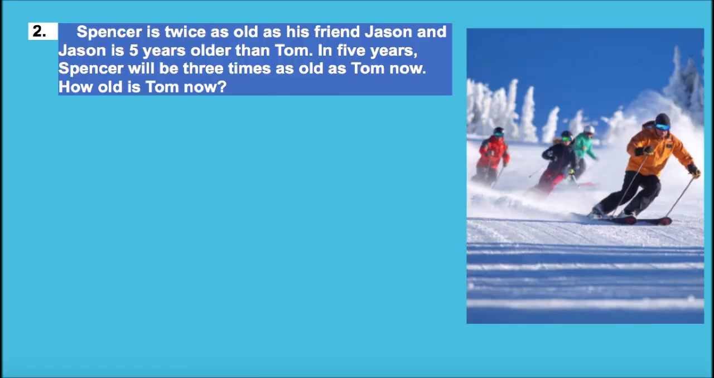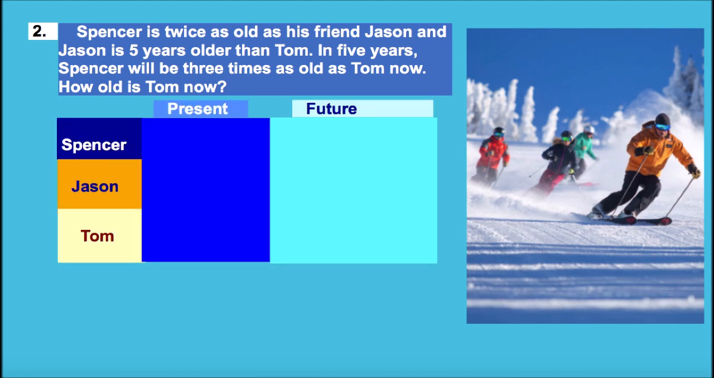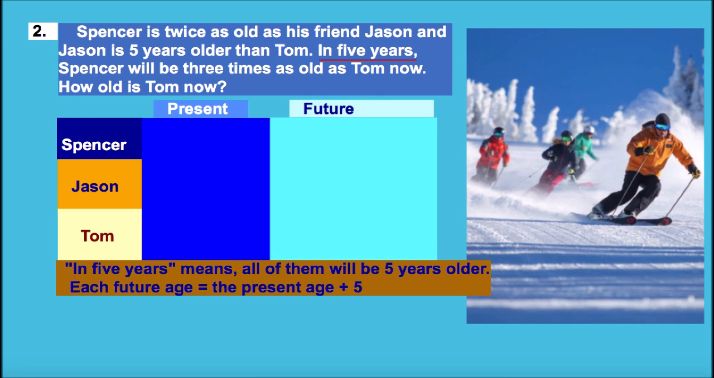Spencer is twice as old as his friend Jason, and Jason is 5 years older than Tom. In 5 years, Spencer will be 3 times as old as Tom now. How old is Tom now? In 5 years means all of them will be 5 years older. Each future age equals the present age plus 5.